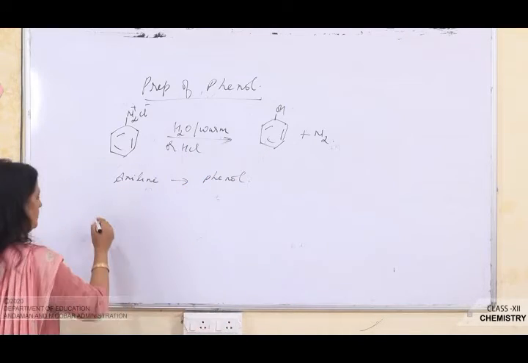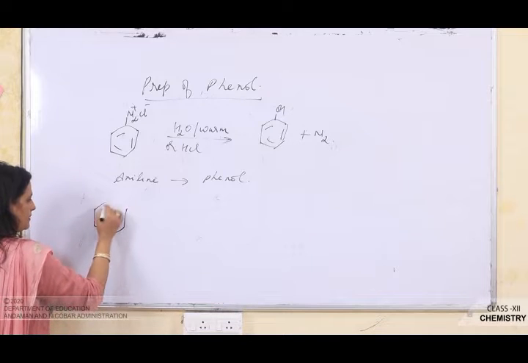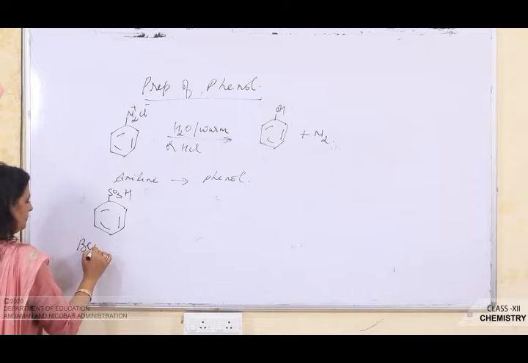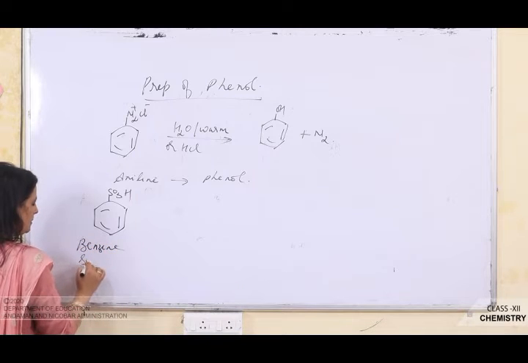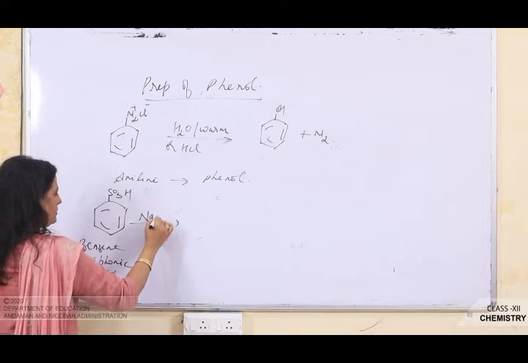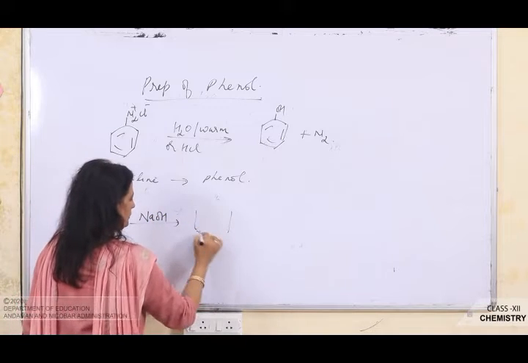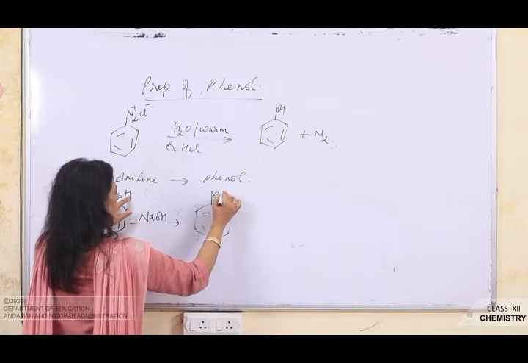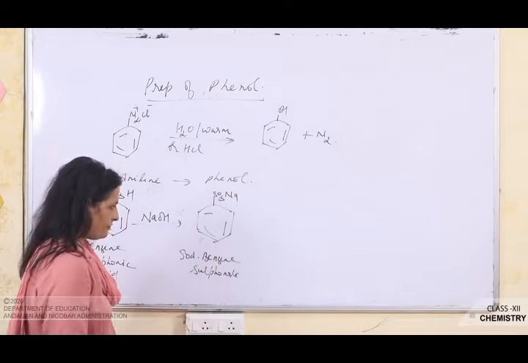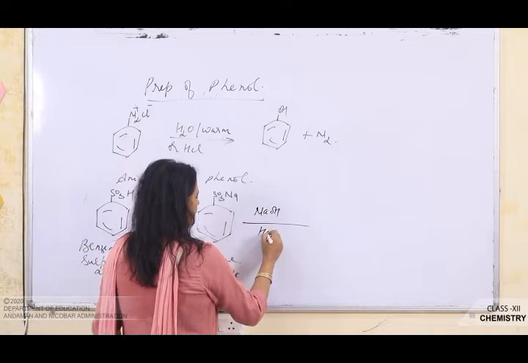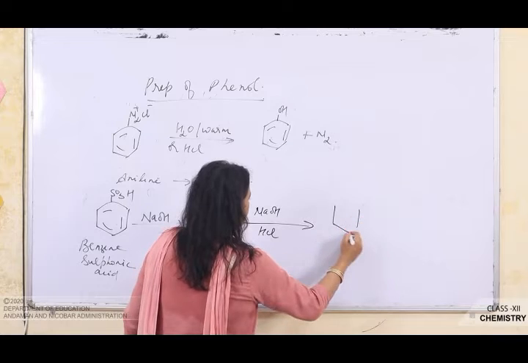Next method is from benzene sulfonic acid, SO3H. This is benzene sulfonic acid. This when treated with sodium hydroxide, we get what? The hydrogen atom of the sulfonic acid will be replaced by a sodium atom. Sodium benzene sulfonate on reaction with sodium hydroxide again, followed by acidification, gives you phenol.